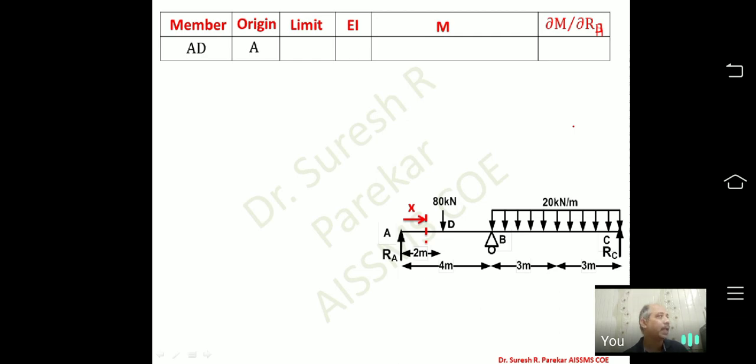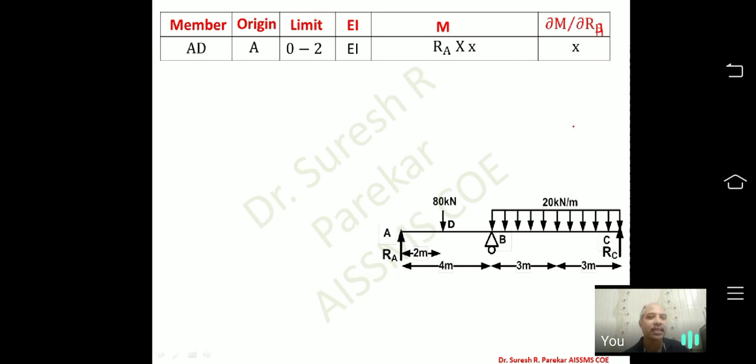Origin we have taken A, 0 to 2 we have considered. EI we have EI, EI is constant. If EI is constant, you need not involve the column in your table, but we have always practiced to include it in your table, because sometimes EI changes and we need not forget it. So we have RA into X, and we have dM by dRA as X.